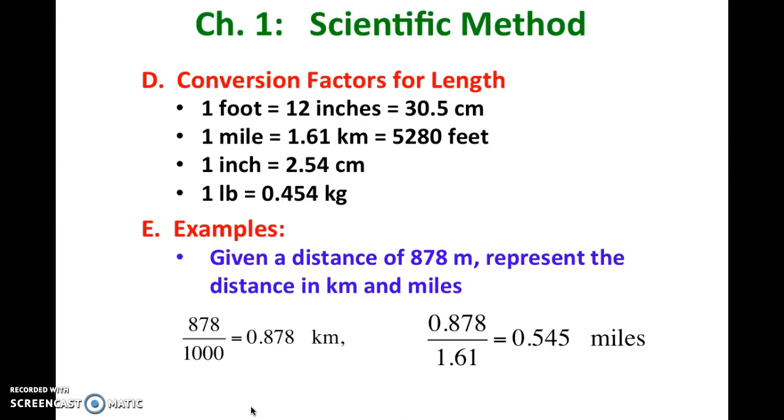Now, for some examples, the first example is to convert 878 meters to how many kilometers and how many miles. Dividing 878 meters by the factor 1000, we get 0.878 kilometer. Dividing 0.878 kilometer by the factor 1.61, we have 0.545 miles.